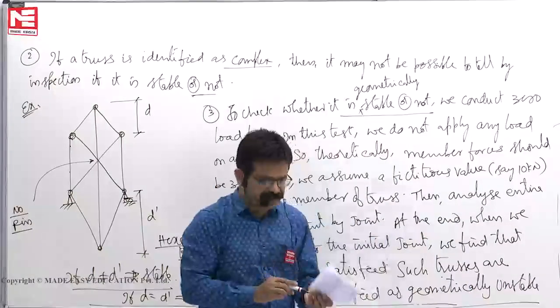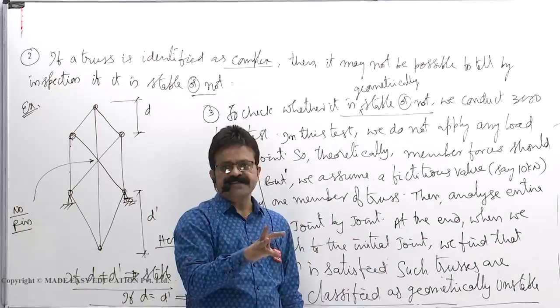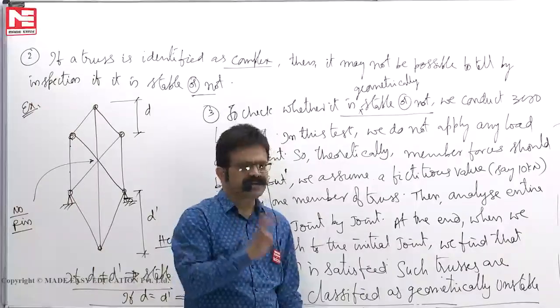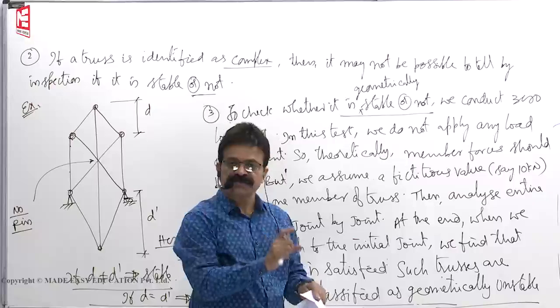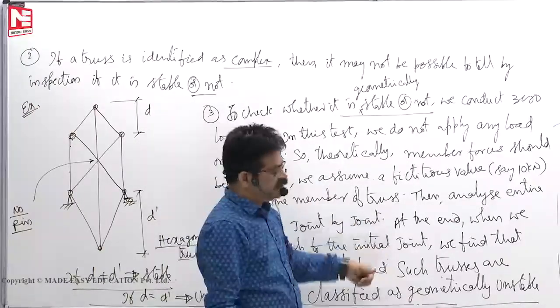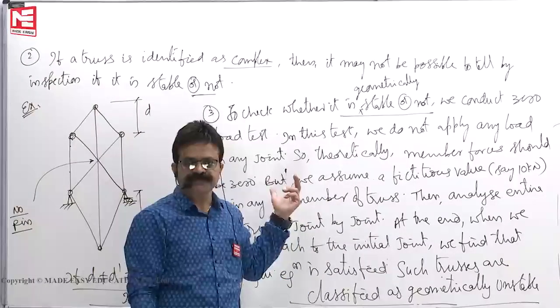That means m equal to 2j minus 3 is satisfied. A minimum of 3 reactions are there, and those 3 reactions are non-parallel, non-concurrent. But still it is unstable because of the geometry of the configuration of the members. Complex trusses, they can become unstable. You will know only after the analysis.